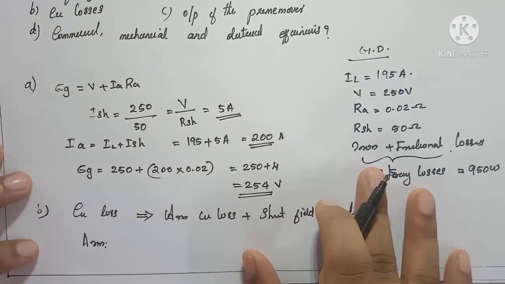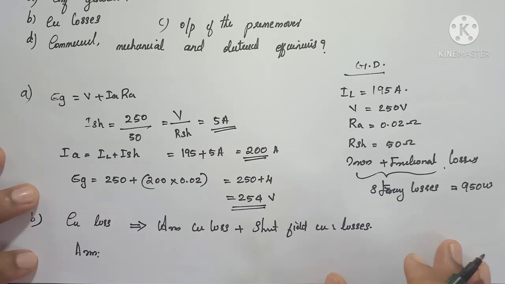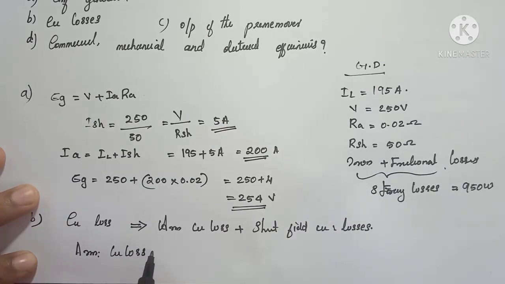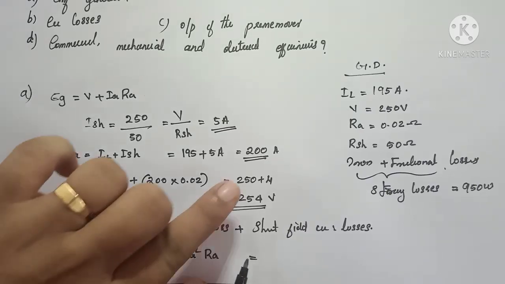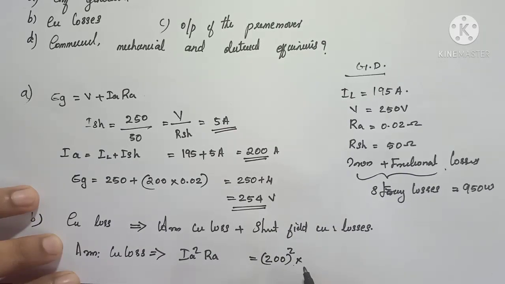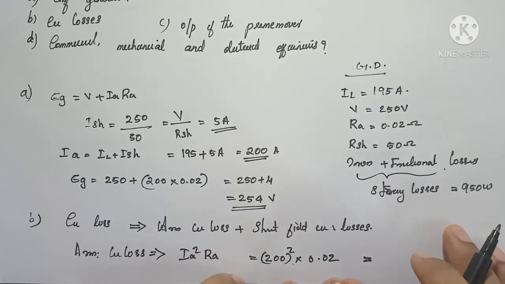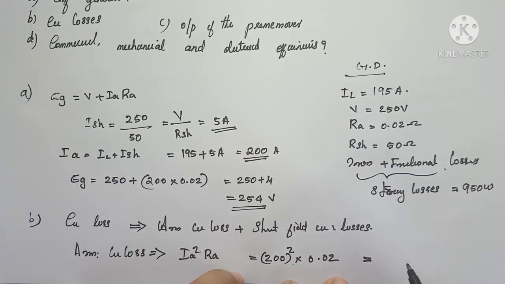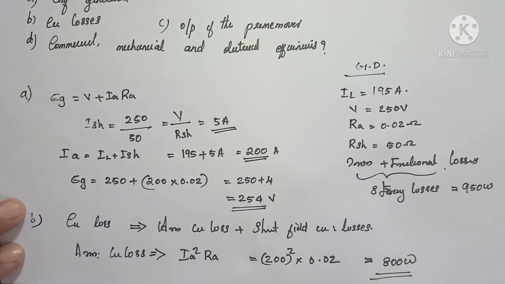So first we can calculate armature copper loss, that is Ia square Ra. Already we know the value of Ia, that is 200 square, into Ra, which is given as 0.02 ohm. After calculation we will get Ia square Ra as 800 watts. 800 watts is the armature copper loss.